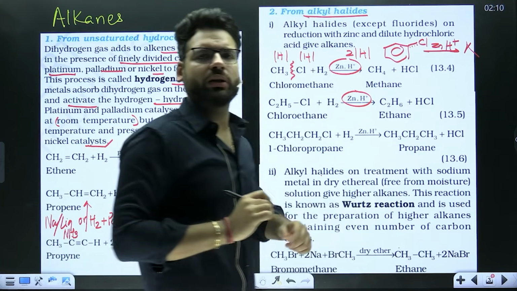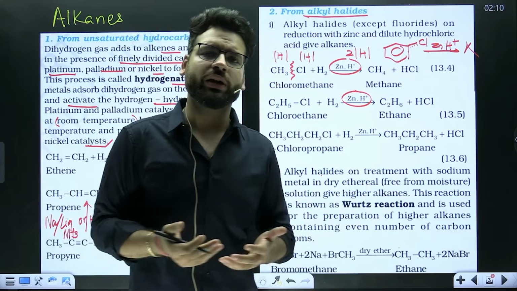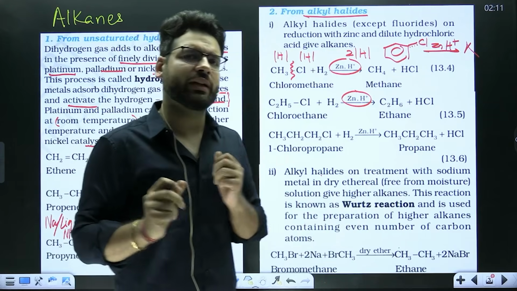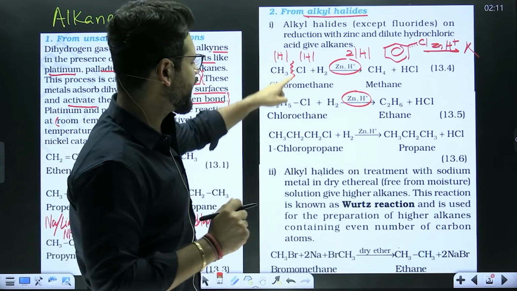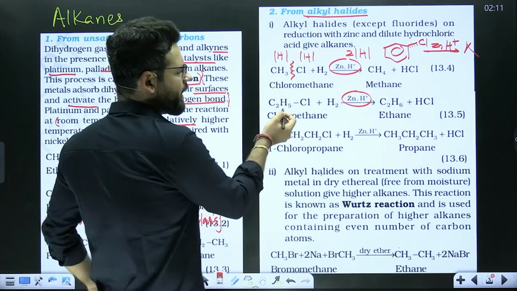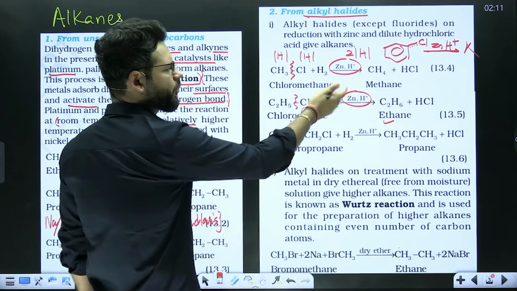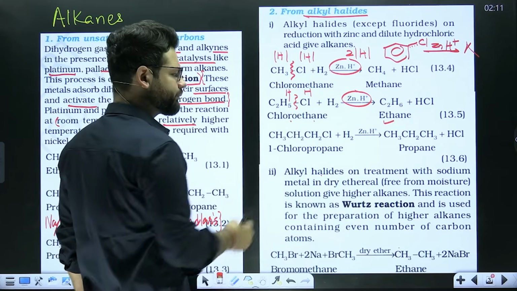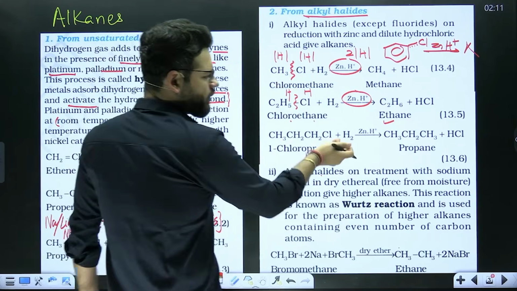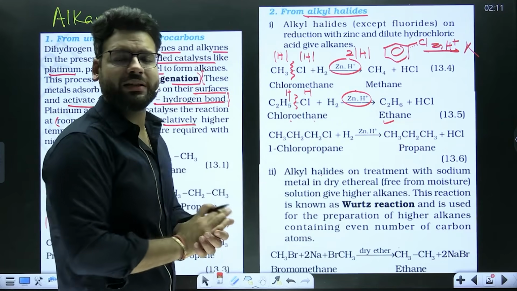Their reduction requires very strong reducing agents. With zinc plus HCl it can't happen. But for the alkyl halides it can easily happen. So wherever you find chloroethane, you can go to ethane from here. Just cut the bond, put one nascent hydrogen here, one here. Propyl chloride to propane and so on. This is the first method.